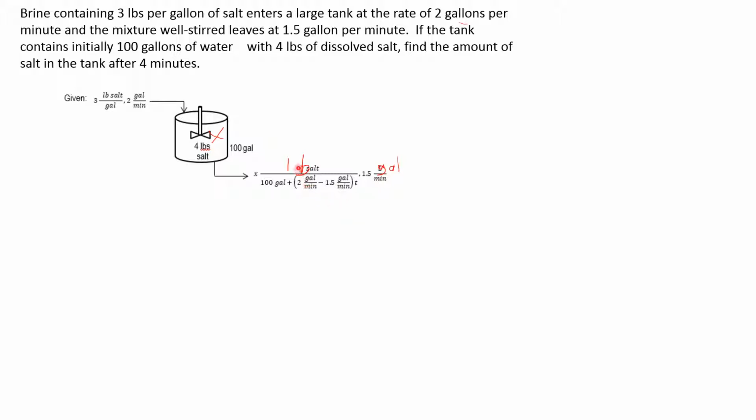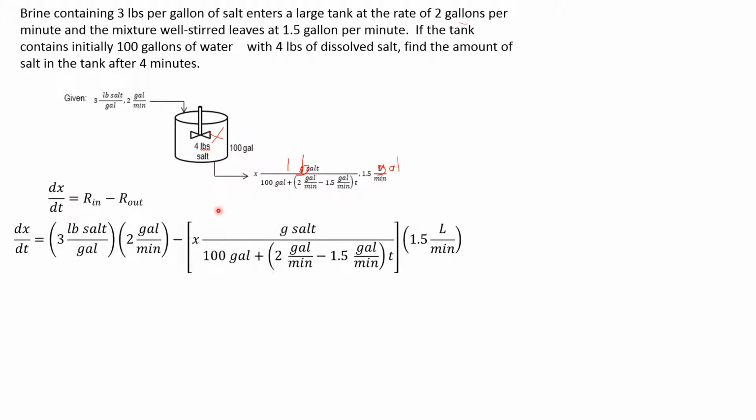Basically, the units are in pounds per what? Pounds per gallon here, times the amount that is coming out, 1.5 gallons per minute. So your setup now is: the rate of change of the amount of salt remaining in the tank is the rate that is coming in minus the rate that is coming out. We will have to be consistent with the units here.